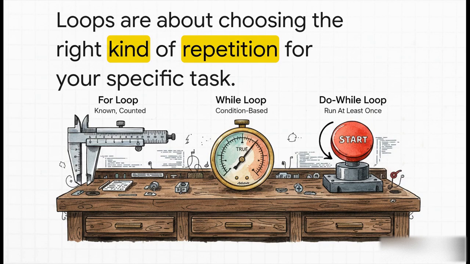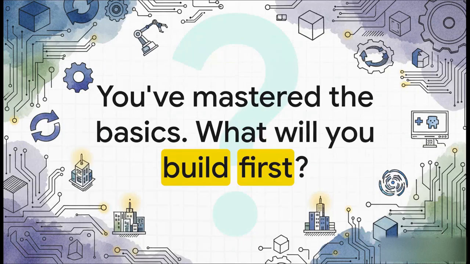So, when you boil it all down, mastering loops isn't really about memorizing code. It's about understanding the kind of repetition you need for your task. The for loop is your go-to for definite, counted tasks. The while loop is for all those indefinite situations. And do while is for those special cases that have to run at least once to get the ball rolling. Honestly, choosing the right loop is something that's going to become second nature with a little practice.